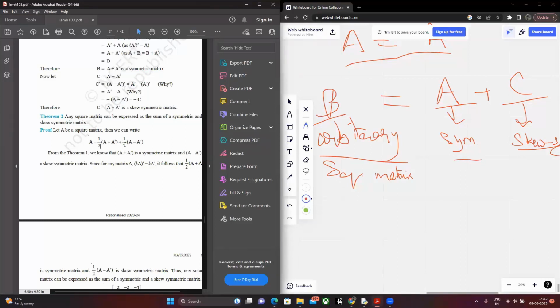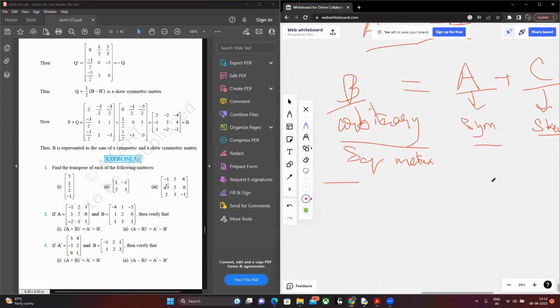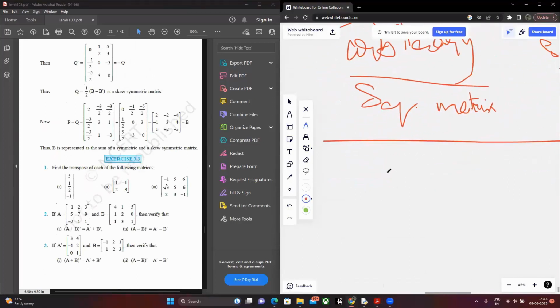Because A plus A dash is going to be a symmetric matrix, right? Because it's going to be the sum of a matrix and its own transpose, right? And A minus A dash is going to be 100% skew symmetric because the diagonal elements are going to be zero and the other elements are going to be negatives of each other. The proof is pretty interesting. If you want, you can just take a paper and try to do a generalized proof of sorts. You can also take it at face value because it's pretty easy.